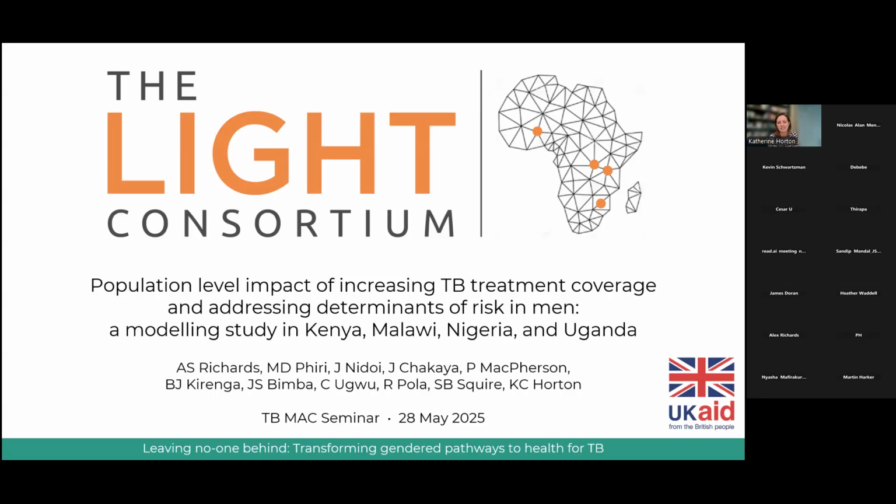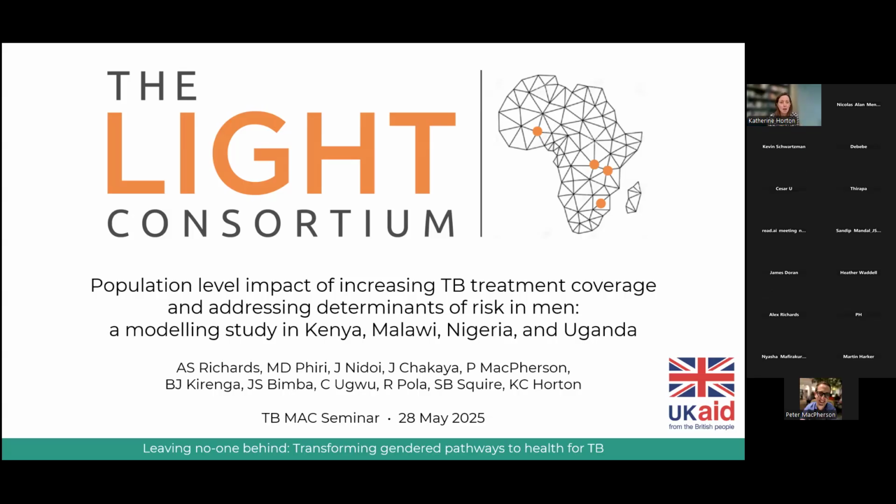This is some work that we've done recently through the LIGHT Consortium. For those who aren't familiar with LIGHT, this is a 6-year cross-disciplinary global health research program that's funded by UK Aid. It consists of 7 different partners across the UK, Kenya, Malawi, Nigeria, and Uganda. And the overall aim of LIGHT is to support policy and practice in transforming gendered pathways to health for people with TB in urban settings. So working in a variety of different areas within these countries, but thinking all about gender and TB, and what we can do to address some of the disparities that exist.